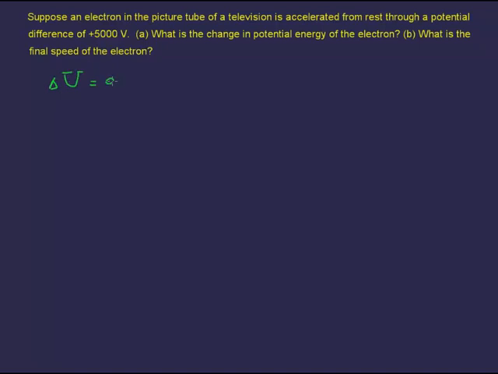equals the charge times the change in voltage. Got to put a little delta there. We're talking about an electron, so we'll put in negative 1.6 times 10 to the negative 19 coulombs. Now you notice this time I put the negative sign in there. That's because in this case it matters.